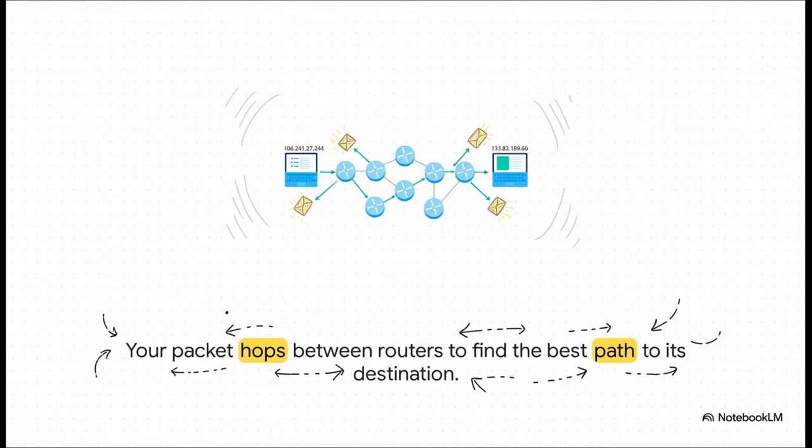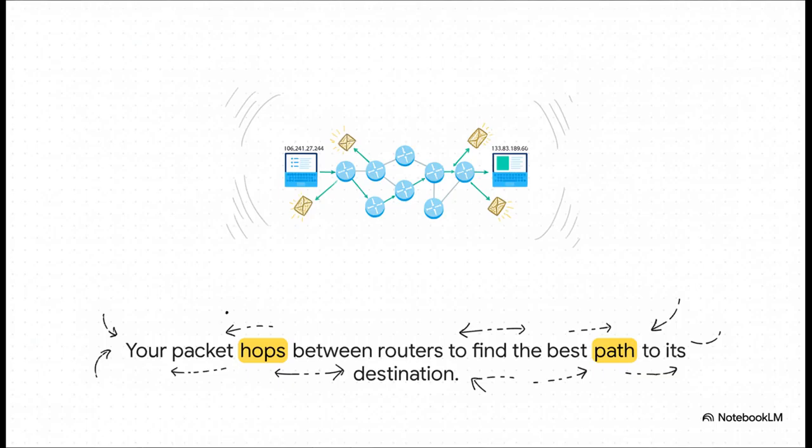And get this, the journey is not a direct flight. Not at all. It's actually a frantic series of hops. Your little packet travels from your computer to your local router, and then it just bounces between dozens of other routers all across the internet. Each one looks at the address and forwards the packet along what it thinks is the most efficient path at that precise moment.